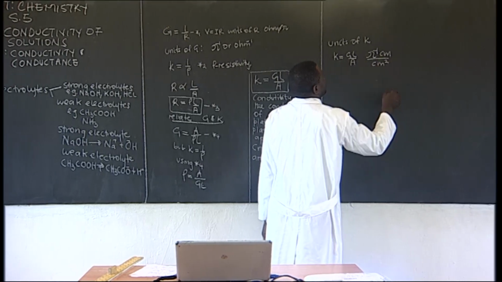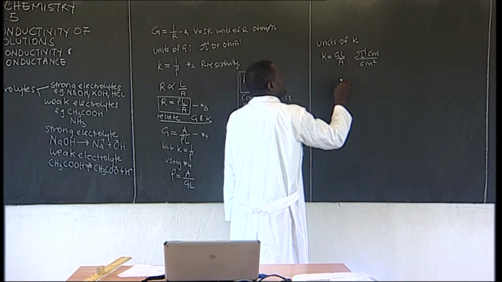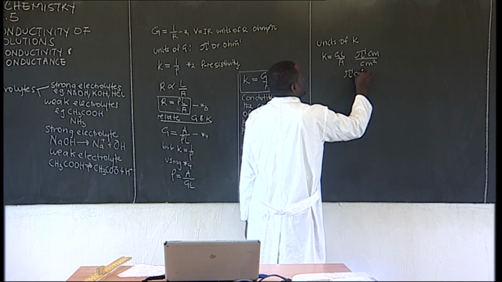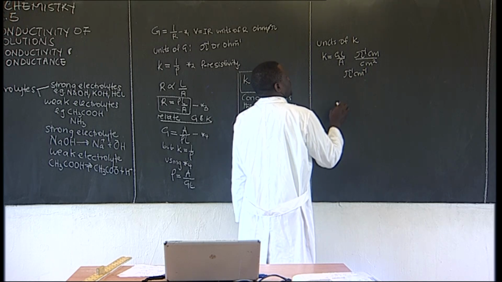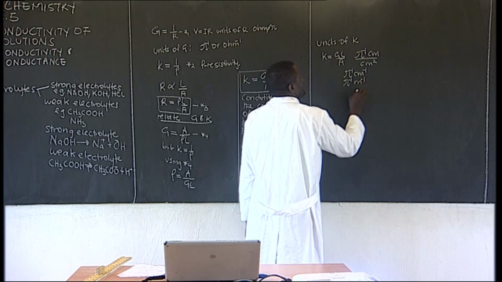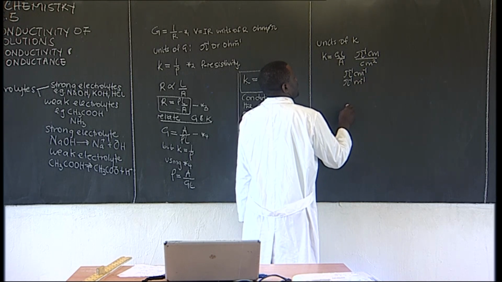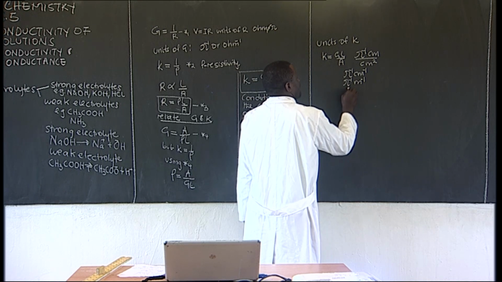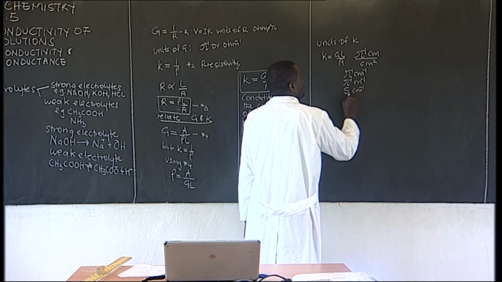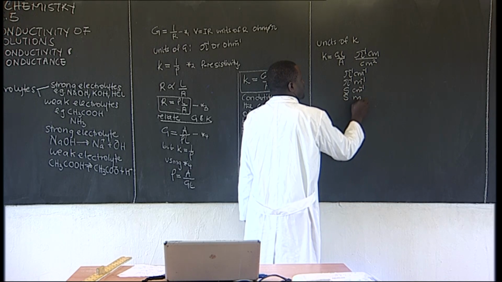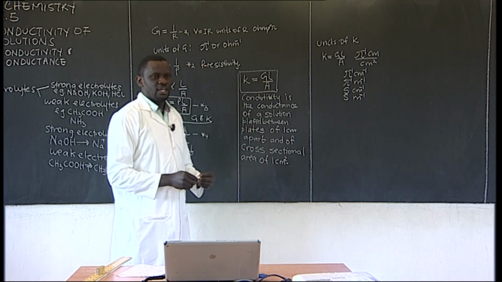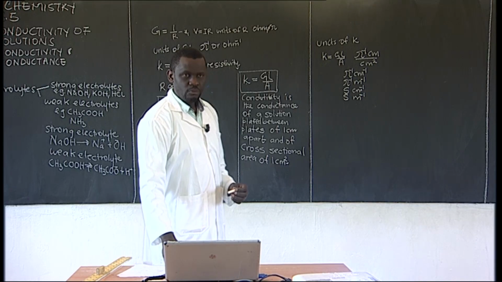So we are using distance as centimeter, but we can also use meter. So we can say per ohm per centimeter, or per ohm per meter. Or instead of saying per ohm, we can use Siemens per centimeter, or Siemens per meter. These are units of conductivity.